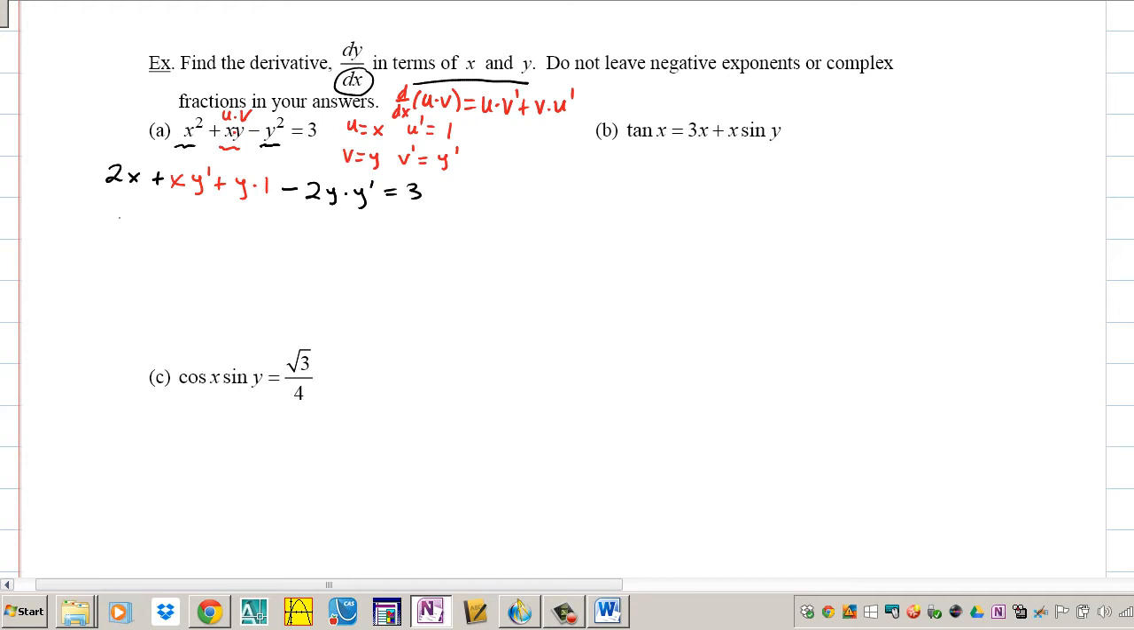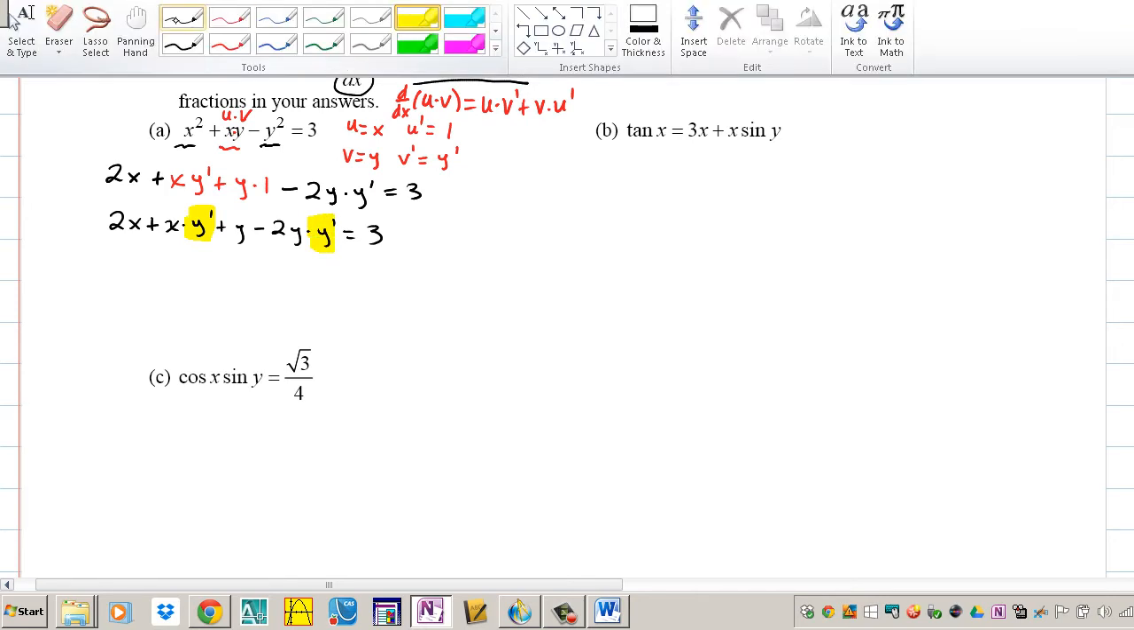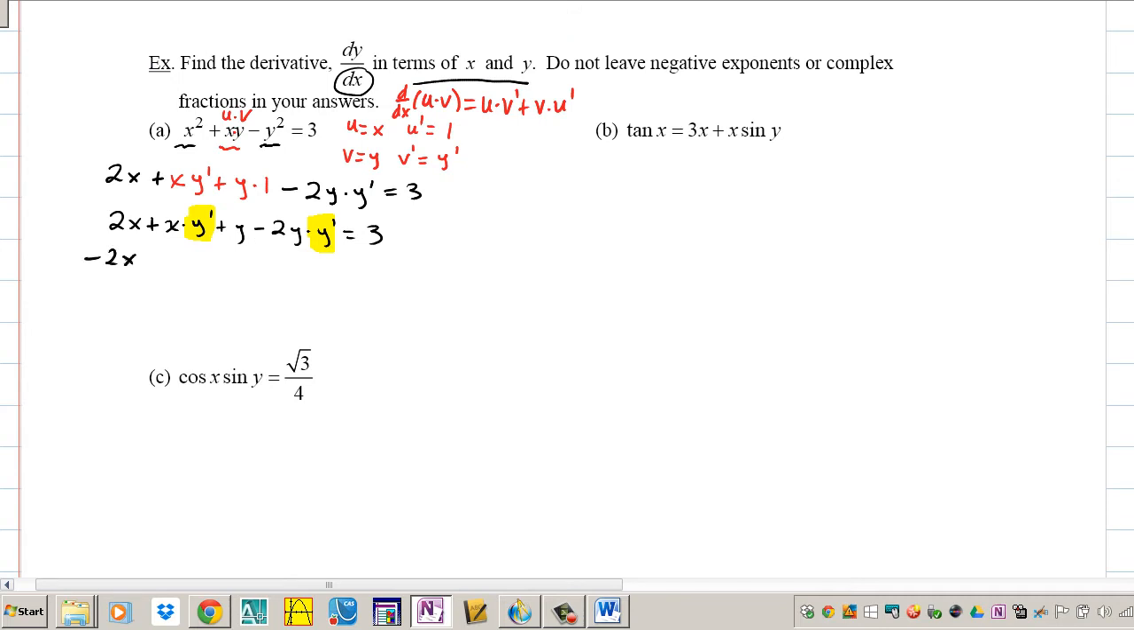Okay, so let's rewrite this. 2x plus x times y prime plus y minus 2y times y prime is equal to 3. Now what I need to do is use algebra, rearrange and solve. So let's rearrange first. Take away 2x because there's no y prime associated with it, and take away y for the same reason as well. Minus 2x minus y, and we get, and make sure you write small in your notes. I know it's kind of late.